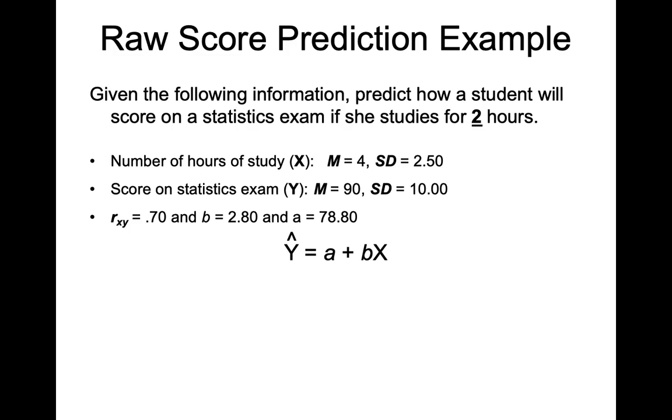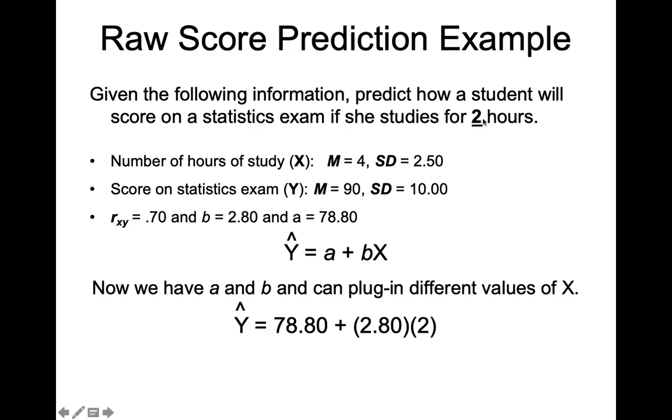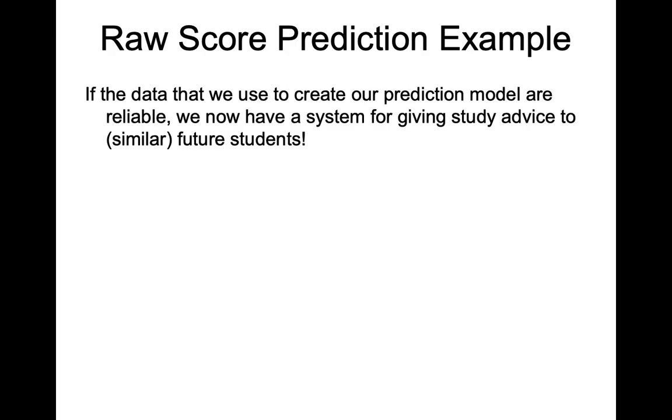And then what about 2 hours? Okay, so we can see that when we plug in 2, we get a prediction of 84.4. So if the data that we use to create our prediction model are reliable, we now have a system for giving study advice to similar future students.